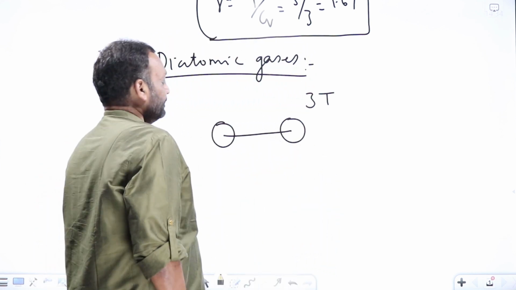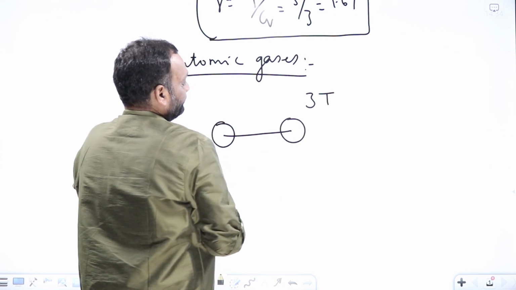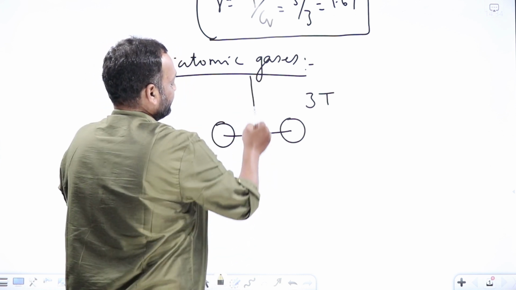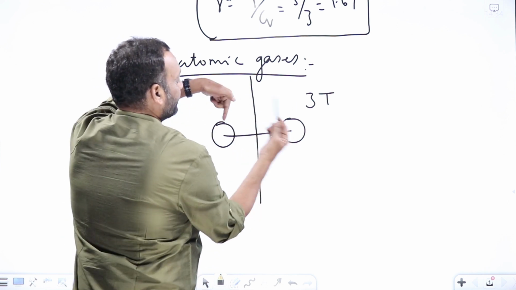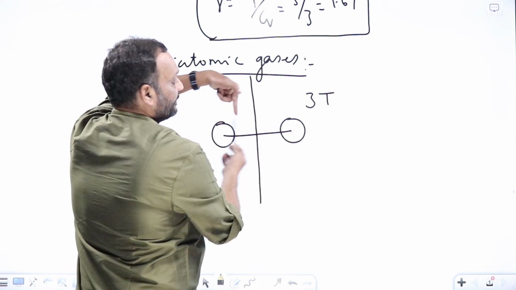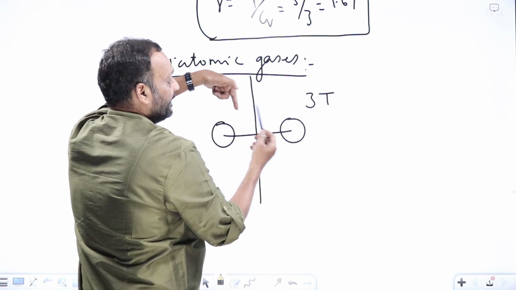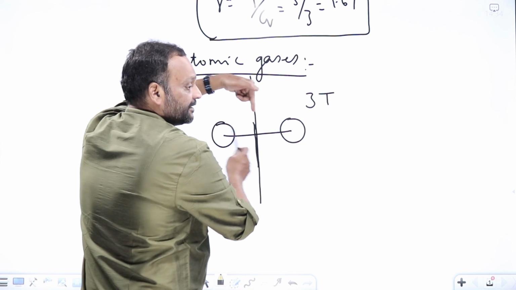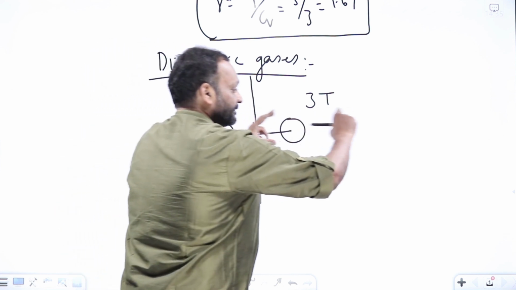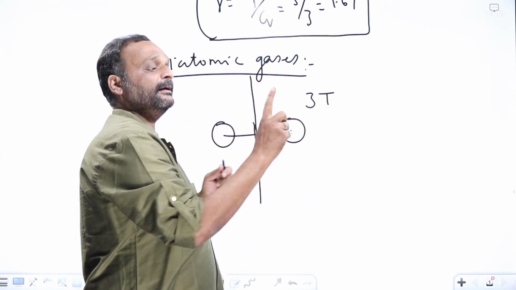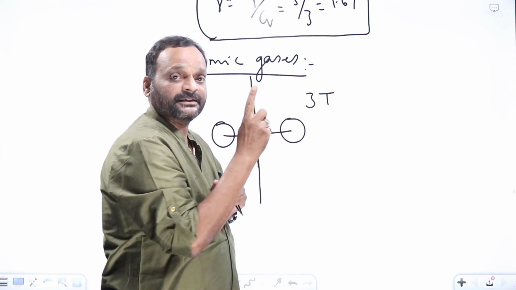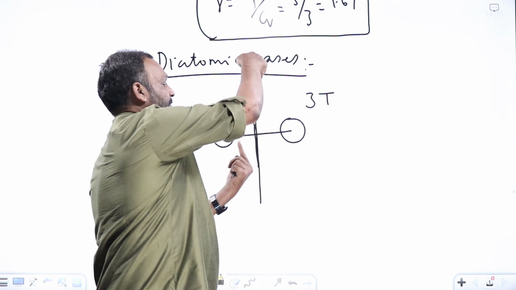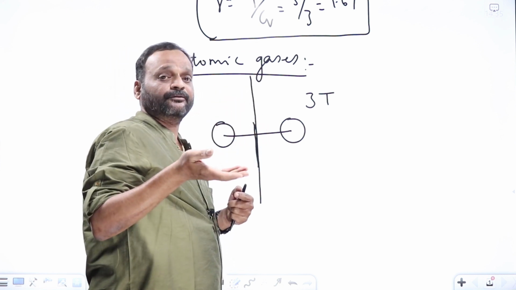Moreover, this molecule can rotate about some axis. If I imagine one axis like this, these 2 atoms can rotate like this. They can have some moment of inertia I equal to mr square about this axis. Rotation is also a degree of freedom. Apart from translation, the molecule can have energy due to its rotational energy. Means rotational motion about this axis is an additional degree of freedom.